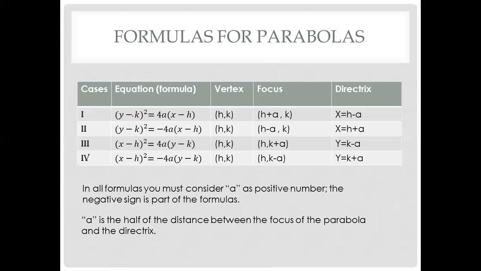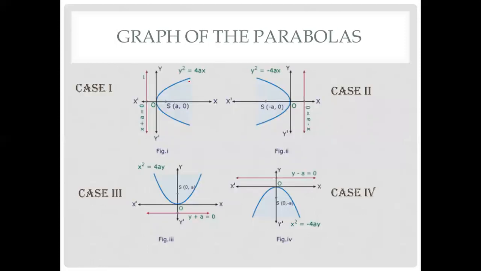So here we have each of these cases related with the corresponding graph. For example, the first case will be a parabola that opens to the right. The second case, a parabola that opens to the left. Case 3, a parabola opening upward, and case 4, a parabola opening downward.